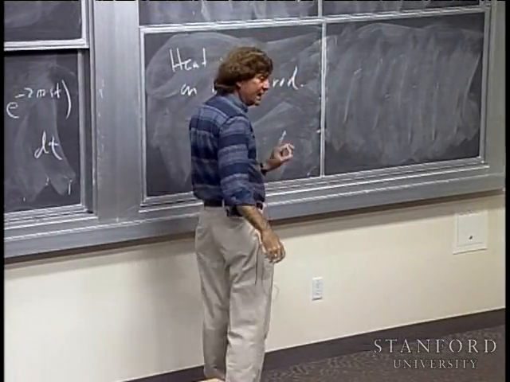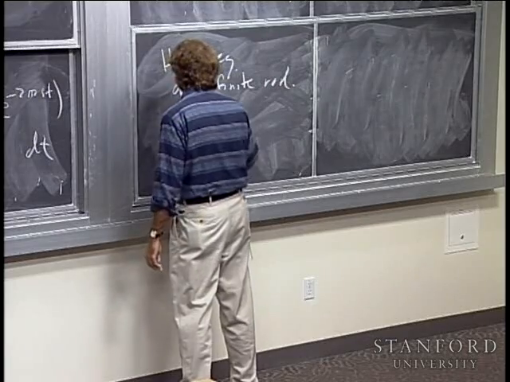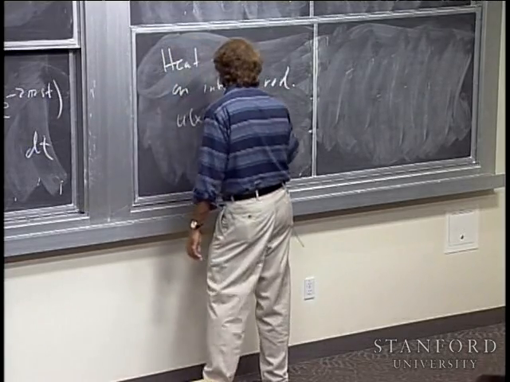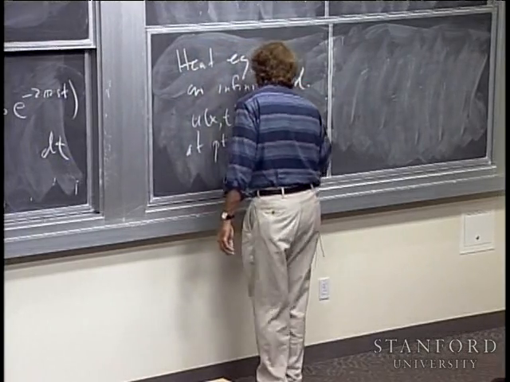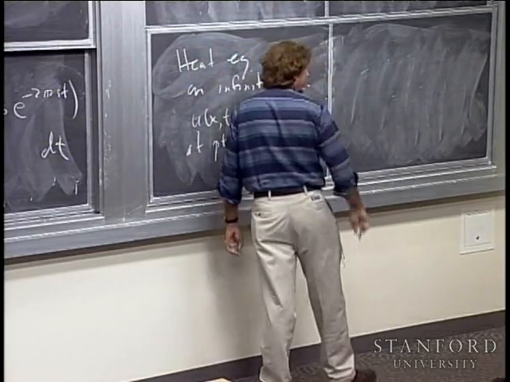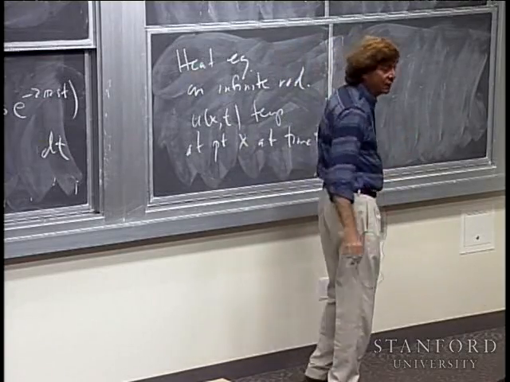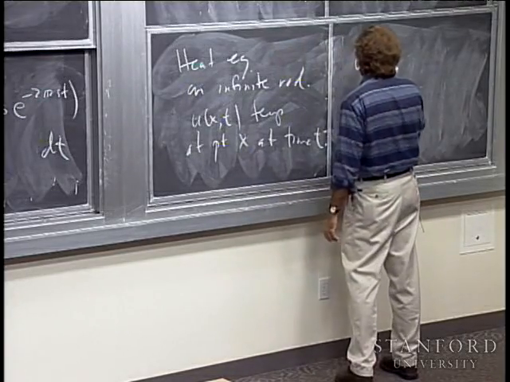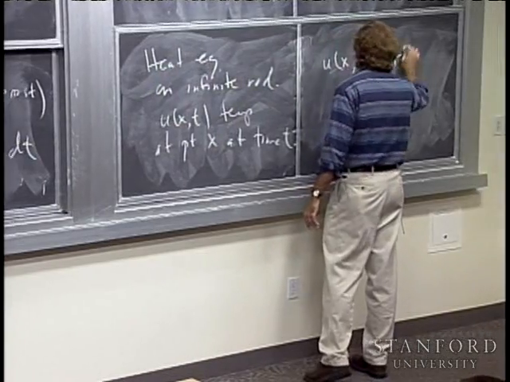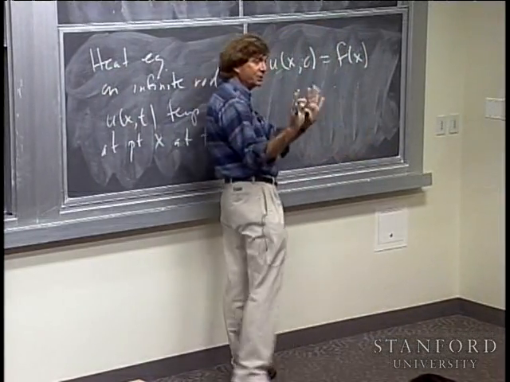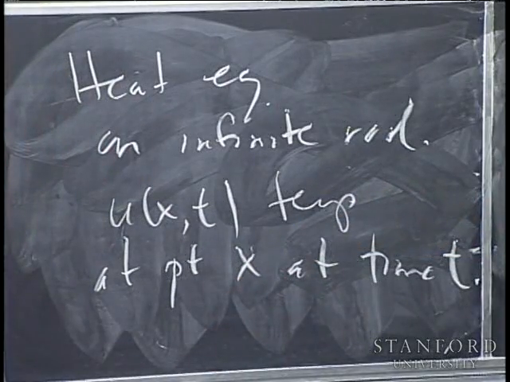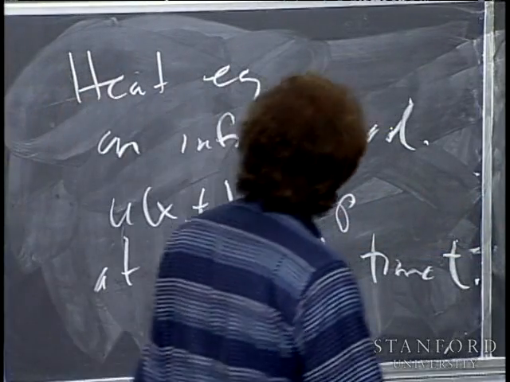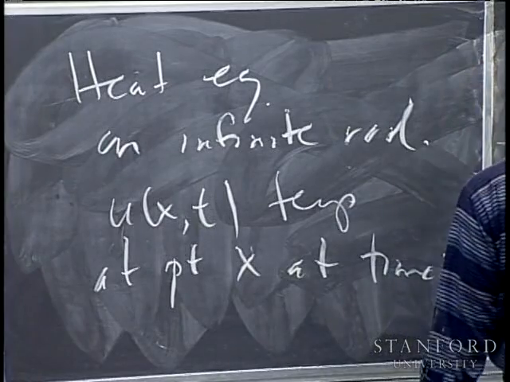Once again, u of x, t is the temperature at a point x at time t. And I'm given the initial temperature: the rod is heated up to some initial temperature, u of x at 0, say f of x. No periodicity assumptions here or anything. It's just that everything takes place on an infinite rod, so essentially the real line. And the problem is to find u.